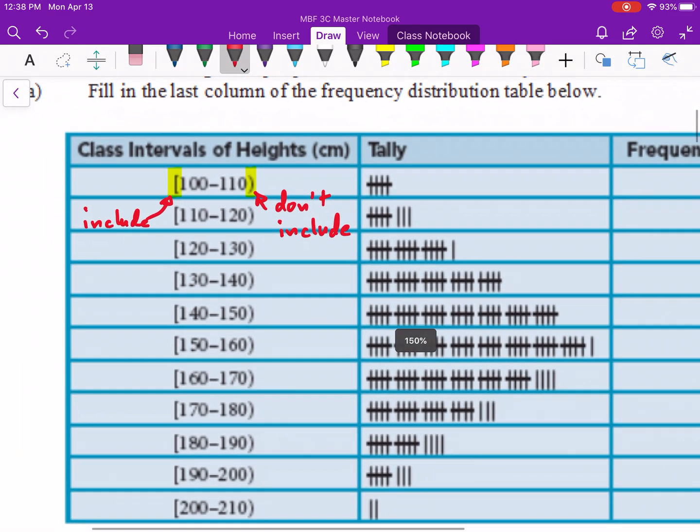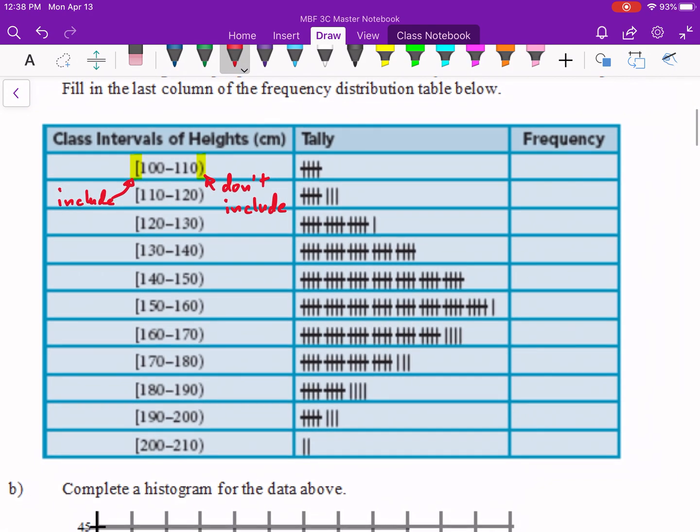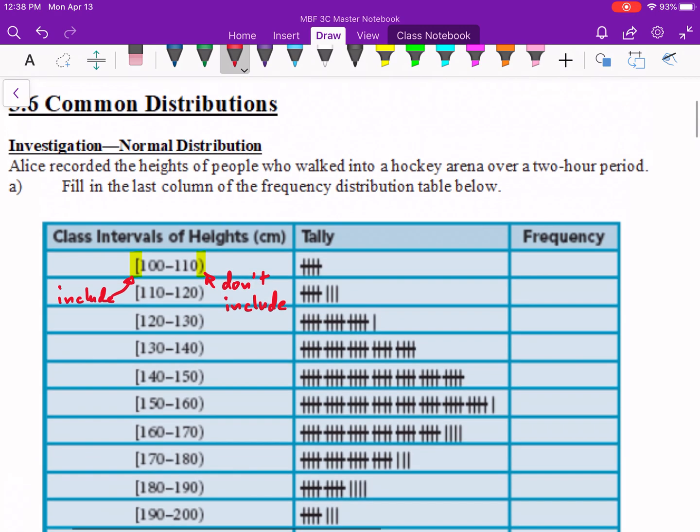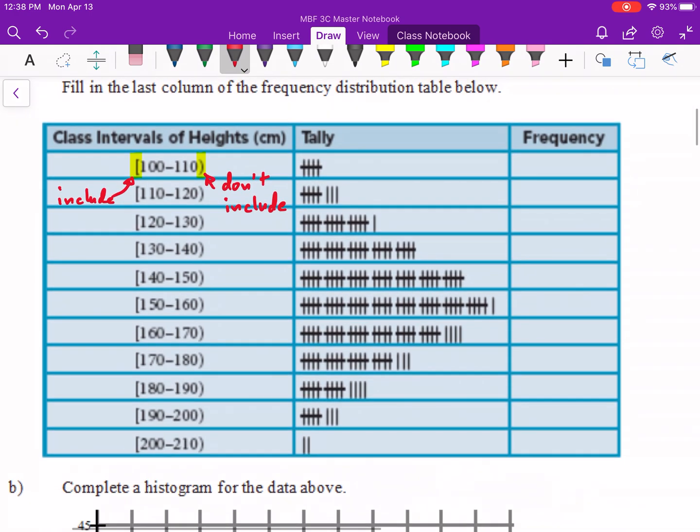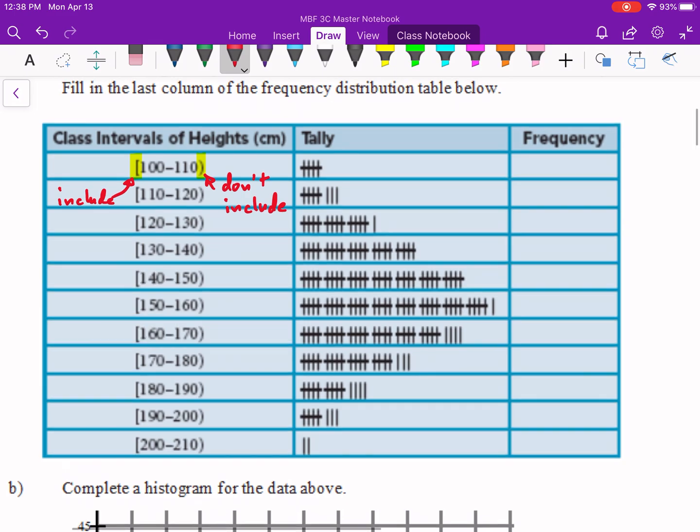And again, when we've got these intervals, she then did a tally. Every time someone came in between 100 and 110 centimeters, she would put one little tick mark in the middle column. And then she just kept going until, how many people did we say it was? I don't think it did say. We'll find out, though, when we add it all up if we wish.